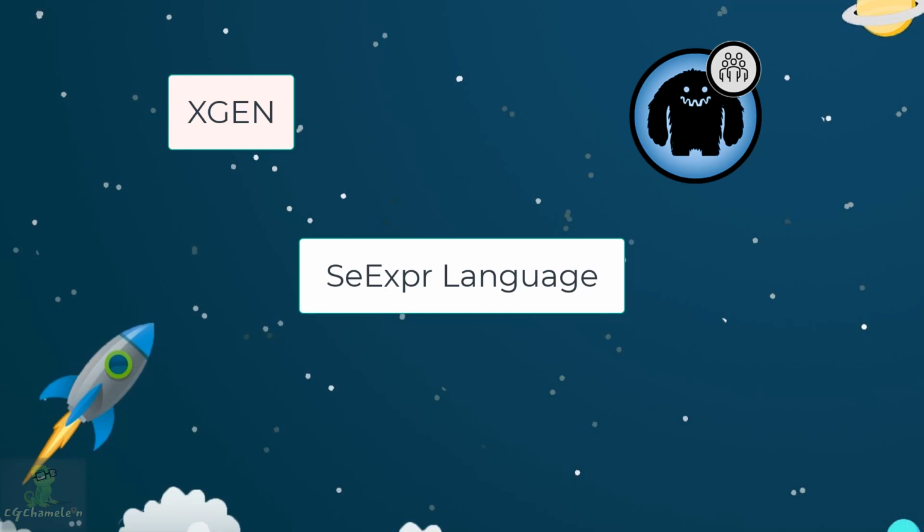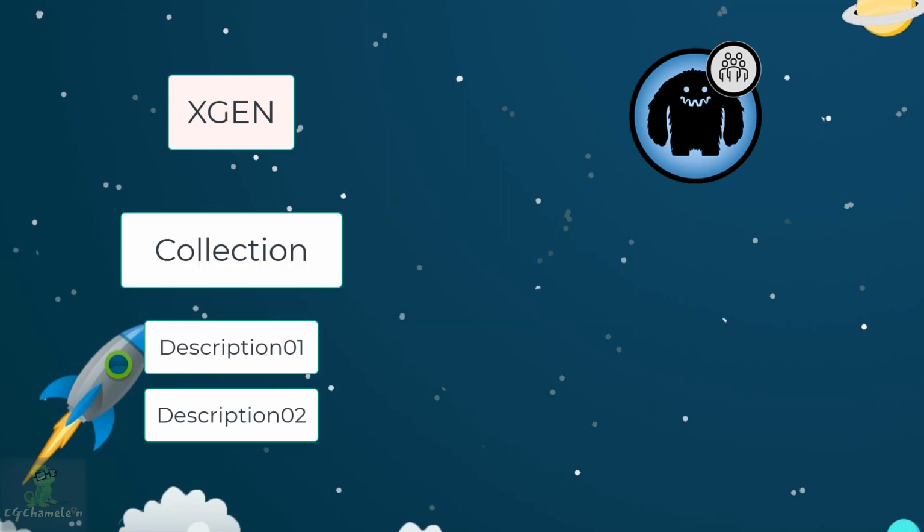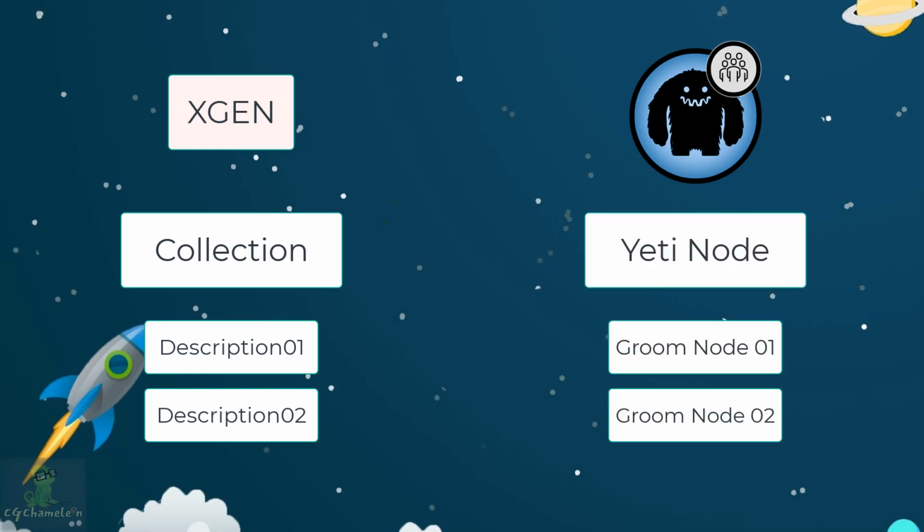And also another similarity is that both of them go for the same workflow. If you know XGen, if you want to create grooming, you need first to create a collection. And in that collection, you create a bunch of descriptions. The same thing goes for Yeti. You need to create a Yeti node, which is the global node, the collection. And you create descriptions, which are the groom nodes. So you create a bunch of grooms there to help you shape the fibers generated.